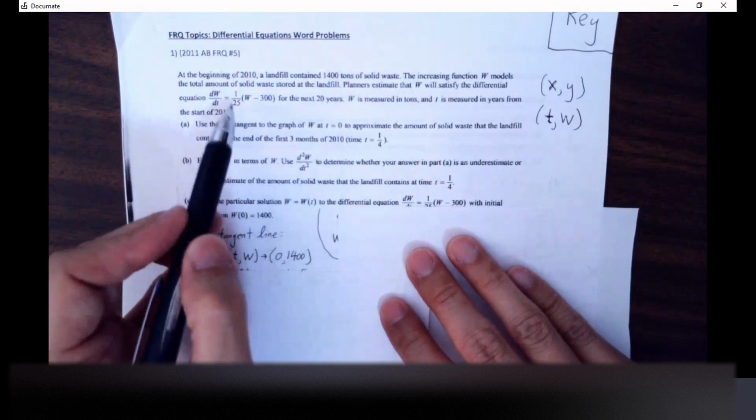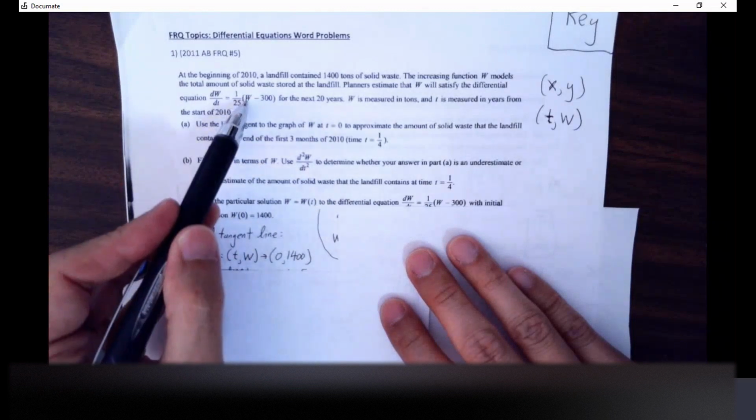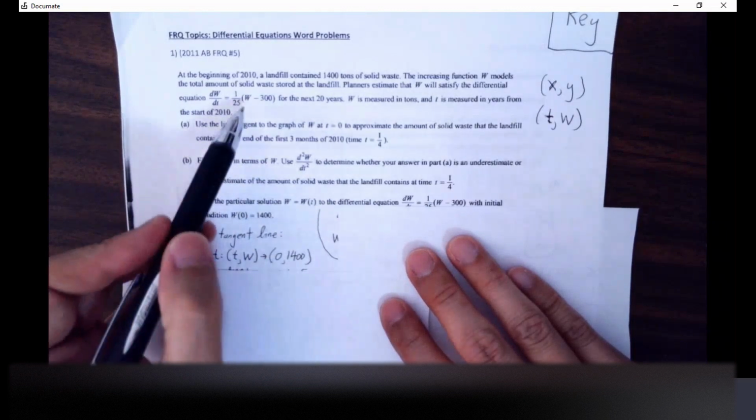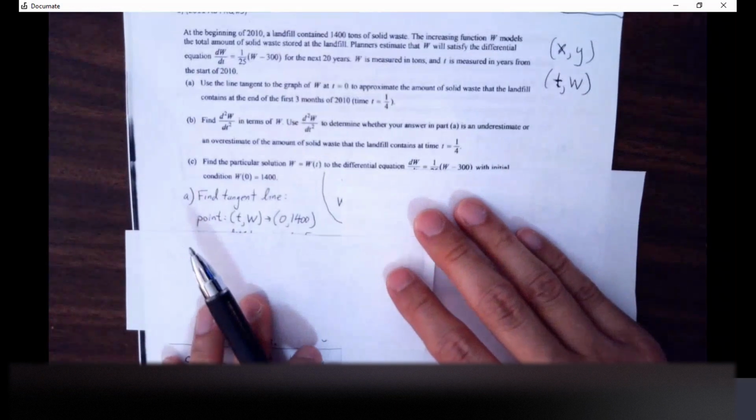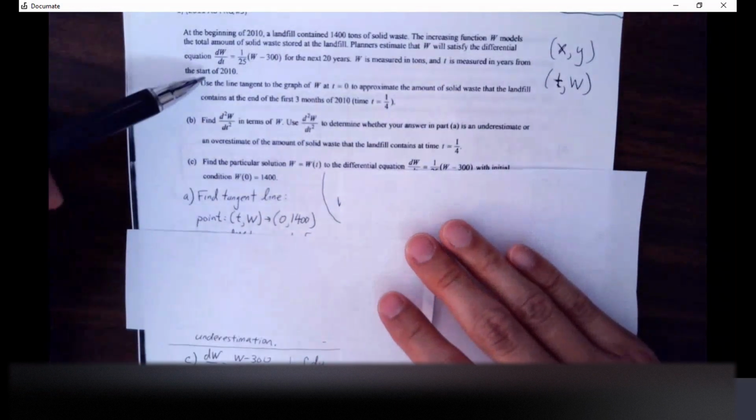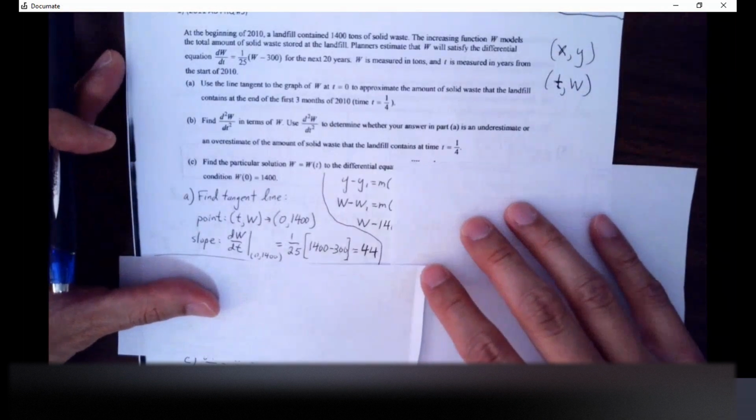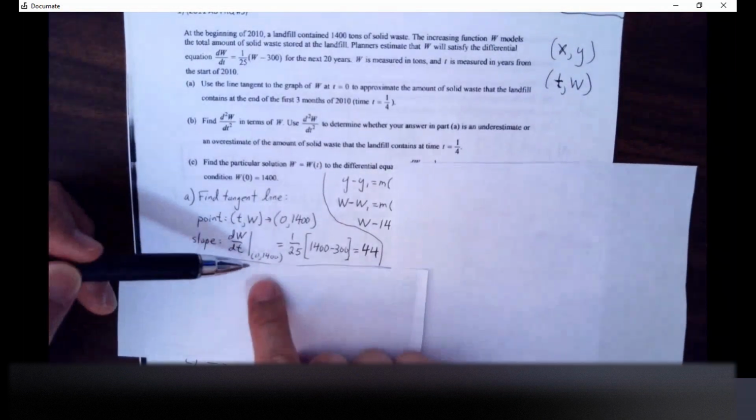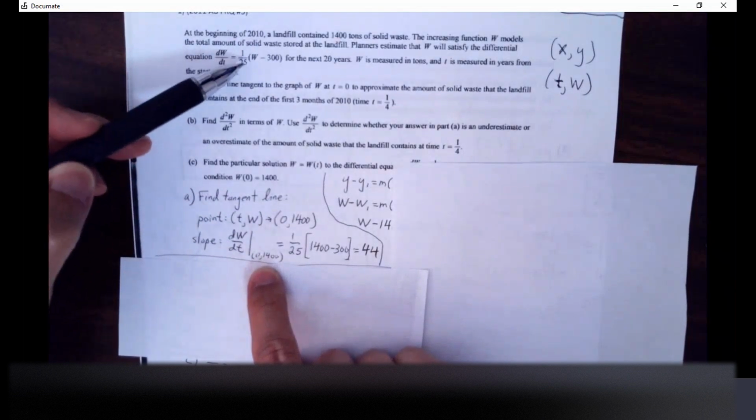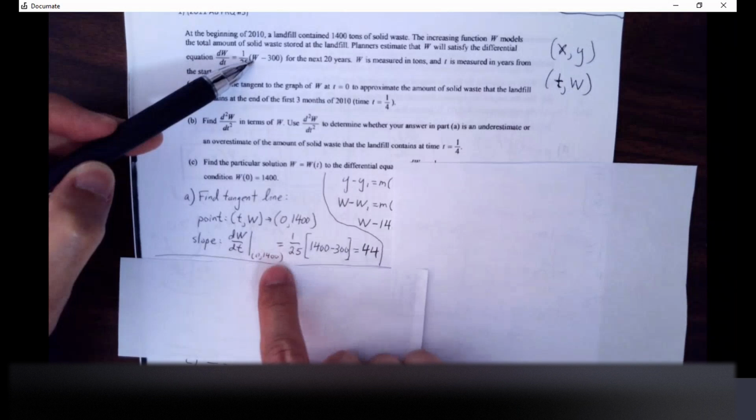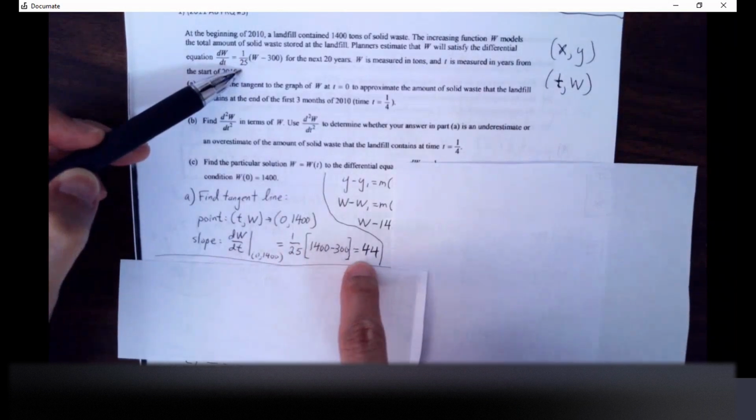There's no t for us to plug in, but we do have a w that we can enter. So 1,400 in for w. We can treat this like the y, basically, whatever the derivative equation requires. So we enter 0 and 1,400 into the derivative. There's no place for t, so only w is required. So 1,400 minus 300, divided by 25, gives us 44.